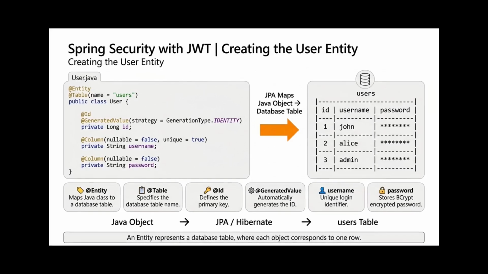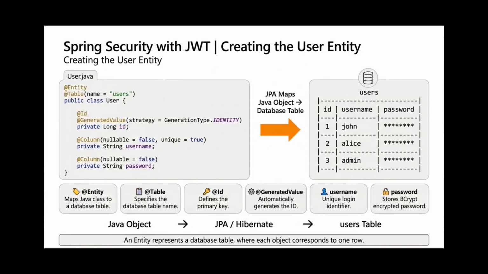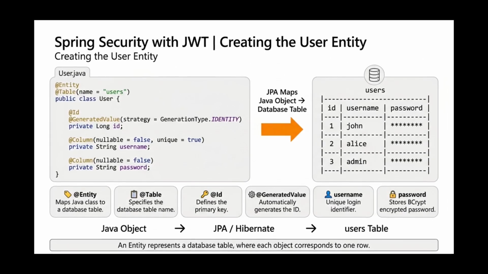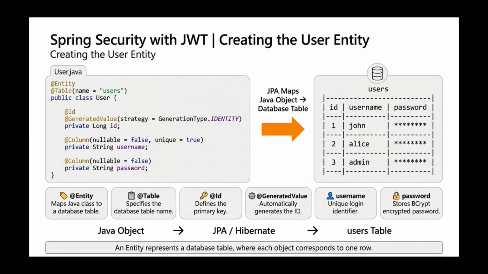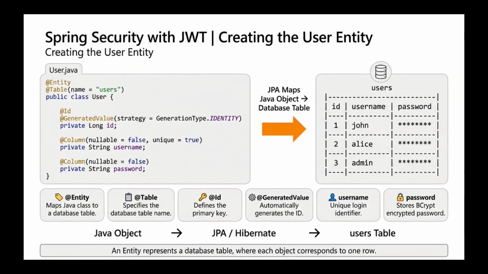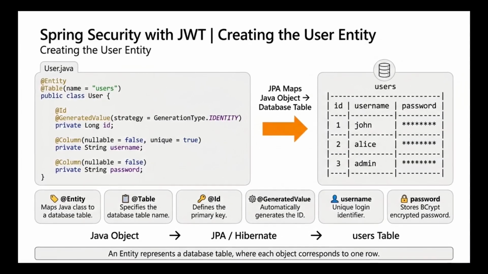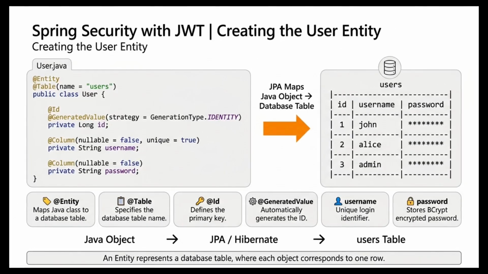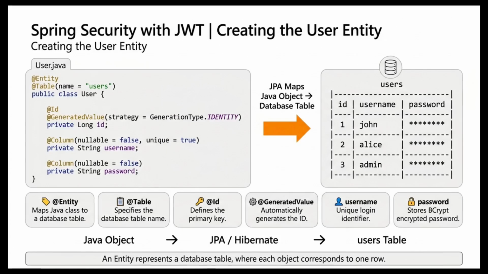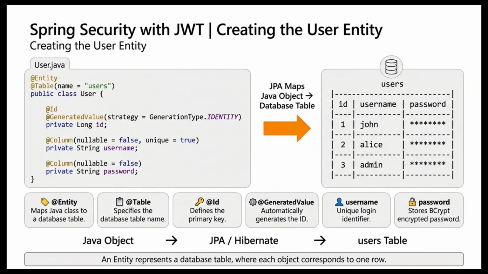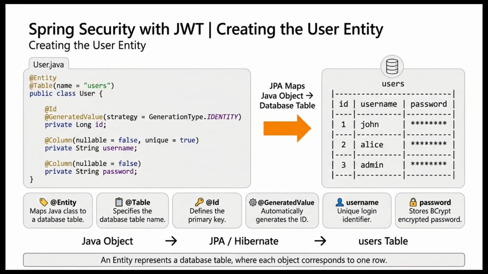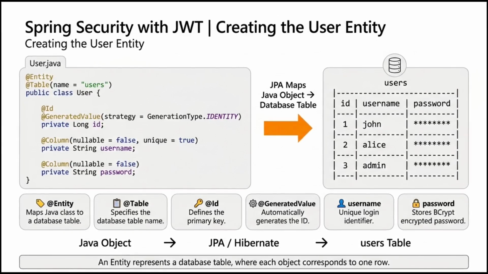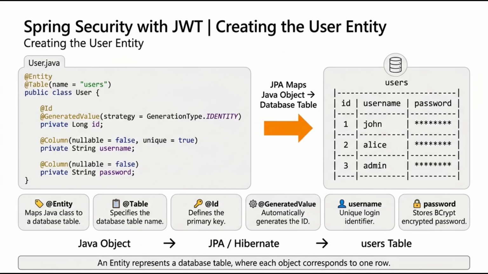Now let's create our first database entity, the user entity. An entity is simply a Java class that maps to a database table. In our application, each row in the users table represents one user. This class stores important information such as the user's ID, username, and encrypted password. During authentication, Spring Security retrieves this user from the database to verify the credentials. Later, we'll also associate roles like role_user and role_admin with this entity to implement role-based authorization.